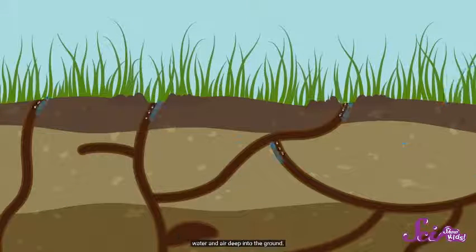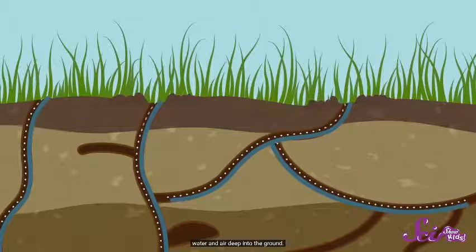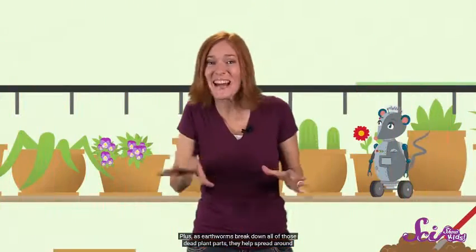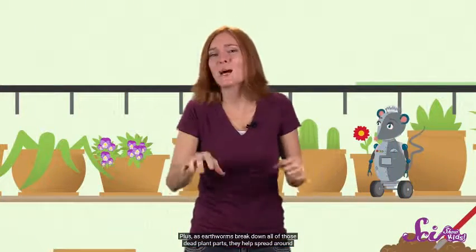Well, the tiny tunnels that earthworms make as they wiggle through the dirt help bring water and air deep into the ground, and that makes it easier for other living things like plants and fungus to live in it. Plus, as earthworms break down all of those dead plant parts, they help spread around all the nutrients that are in them to make food for new things to grow.